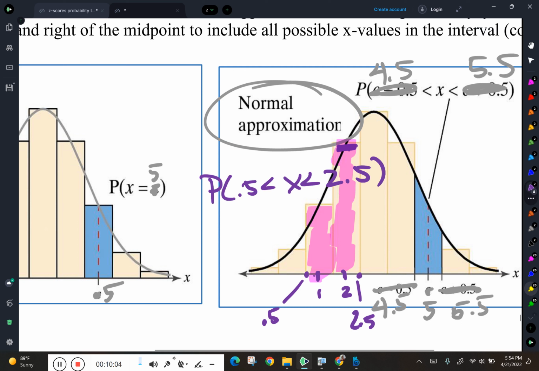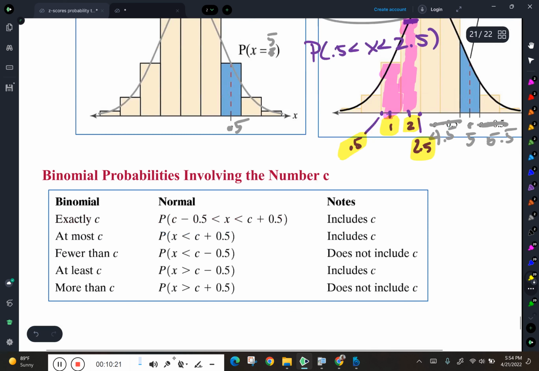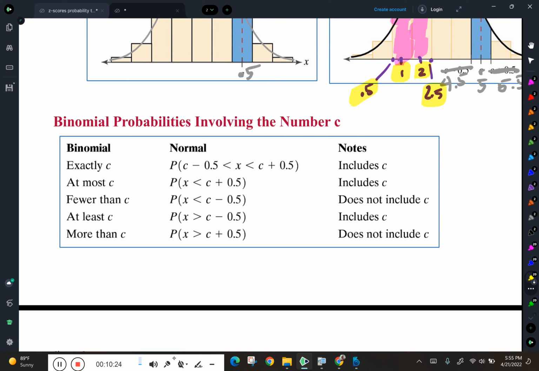So I take my lowest value and go down by 1/2. I take my highest value and go up by 1/2. And that turns my values, my discrete variable, into a continuous random variable. All right. If you're one of those people who needs some sort of table, here's a table for those values and what they would look like when you turn them into a normal.